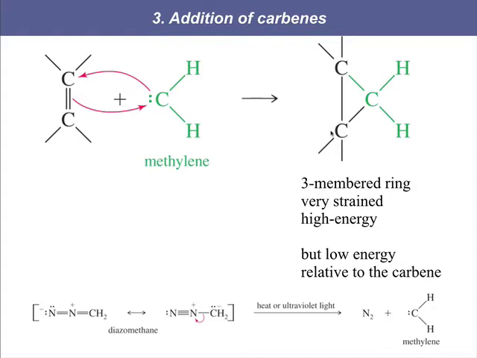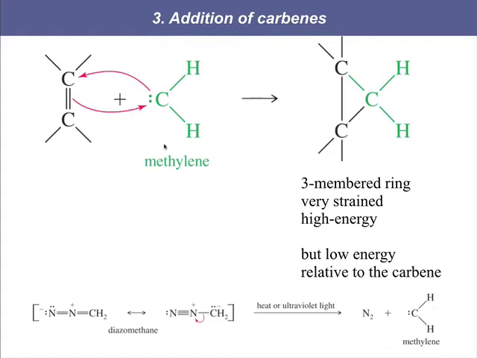So why do we form an unstable product? Well, the reason we can form an unstable product is because the methylene reactant is even more unstable. The product is relatively low energy relative to the carbene. So we're going to start with very reactive reagents, and we're going to be able to make a 3-membered ring, even though it's not that stable. It is stable compared to methylene. So methylene is so unstable that you can't really bottle it. You can't just go find a bottle of methylene sitting on the shelf.